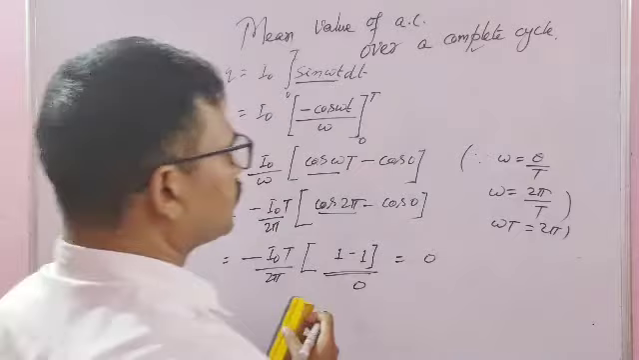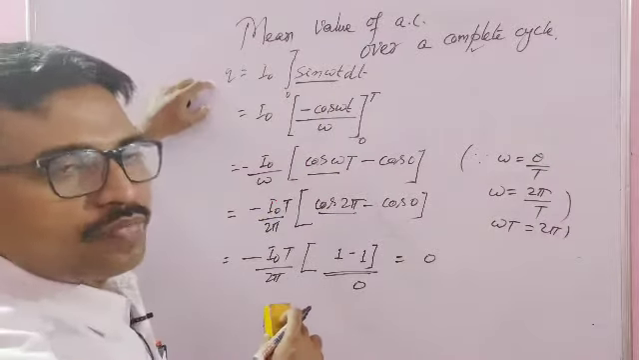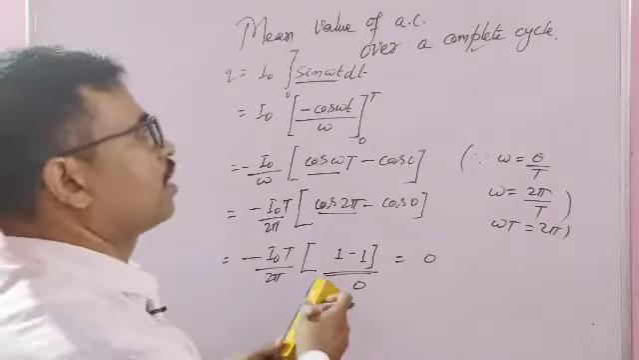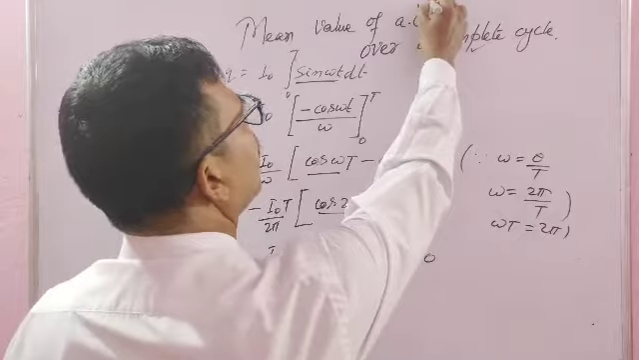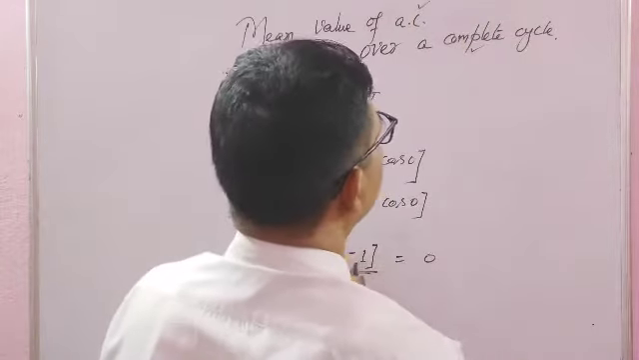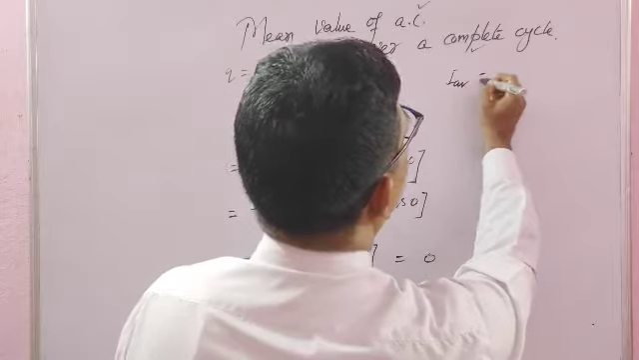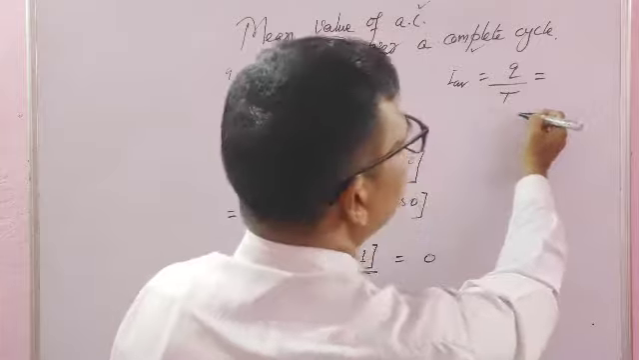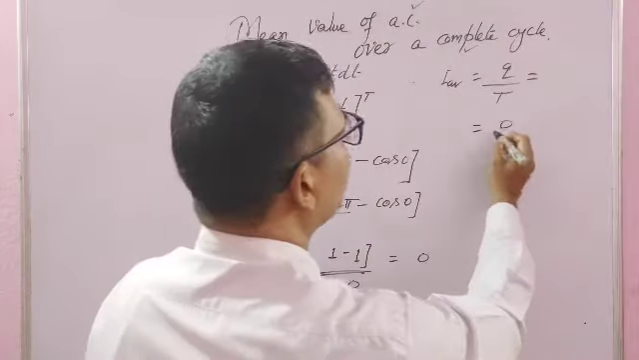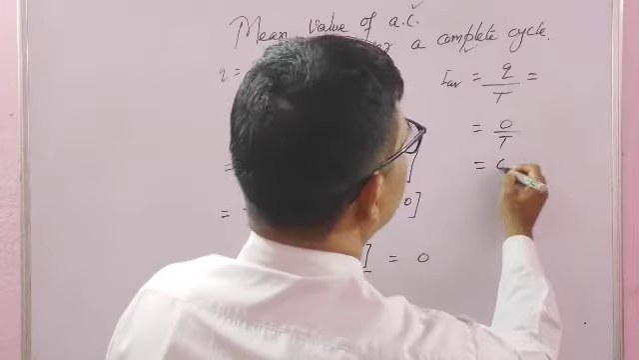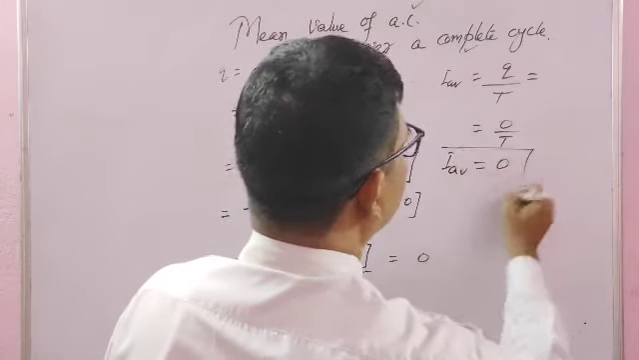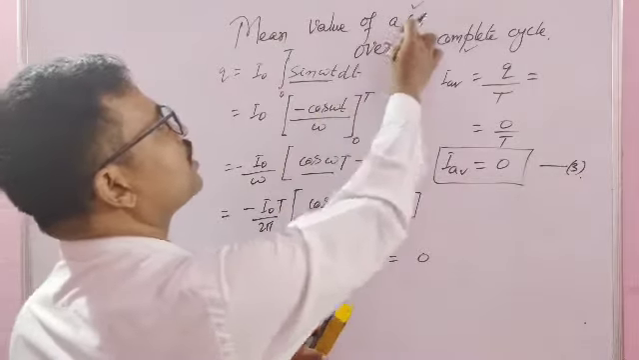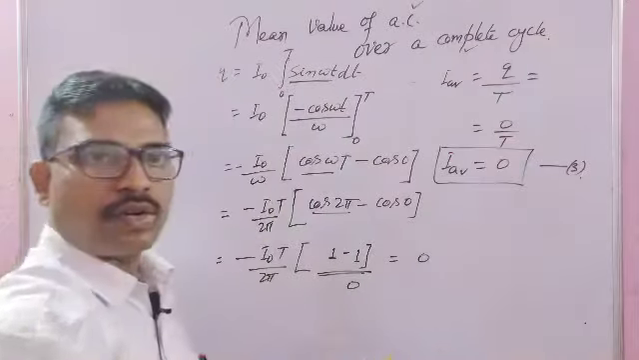So it is the value of Q when dq amount of charge flows through AC in a complete cycle. But our motto is to find the value of I average. So how can you get I average? We know I is equal to Q by T. You are taking the complete cycle, so Q is 0, so 0 by T, and 0 by something is 0. So I average is equal to 0. Suppose this is equation 3. That means the mean value of AC over a complete cycle is 0.